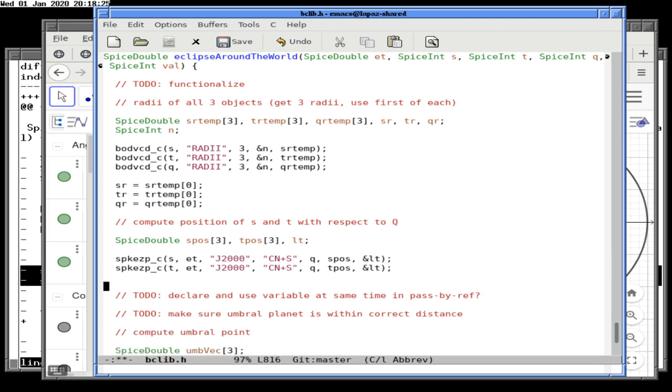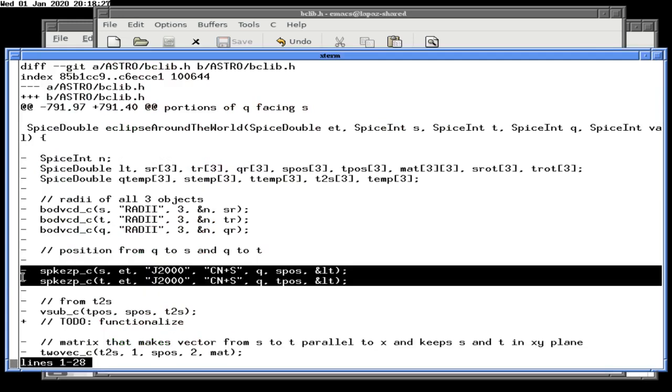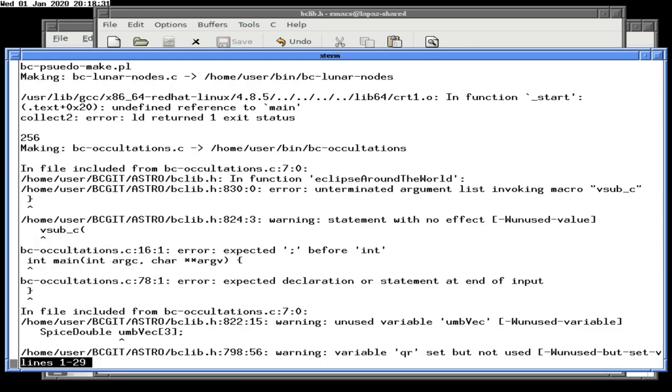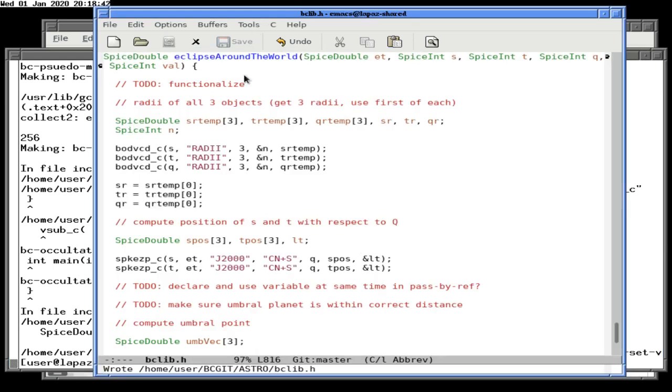And now it is time to once again be paranoid and compile. Today on paranoid and... statement with no effect, unused value. Okay. I think that's because I'm creating S pos and T pos and not doing anything with them. Although that will change, you name it.